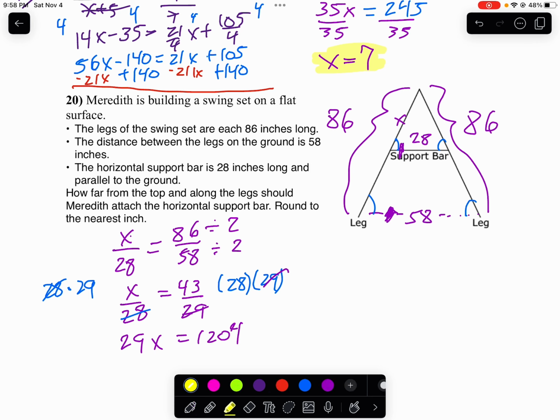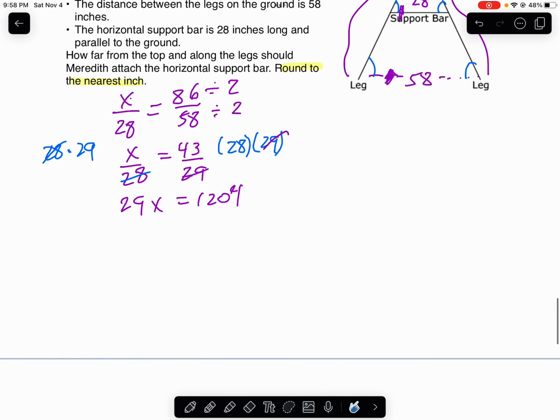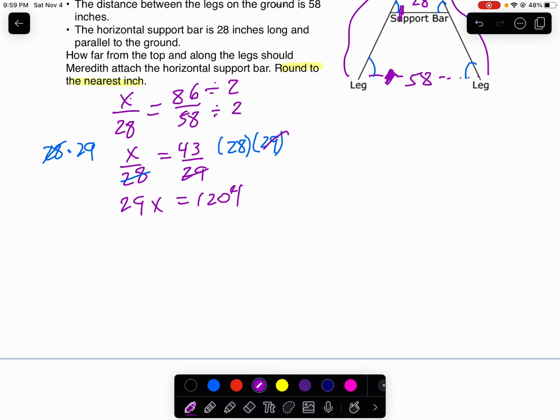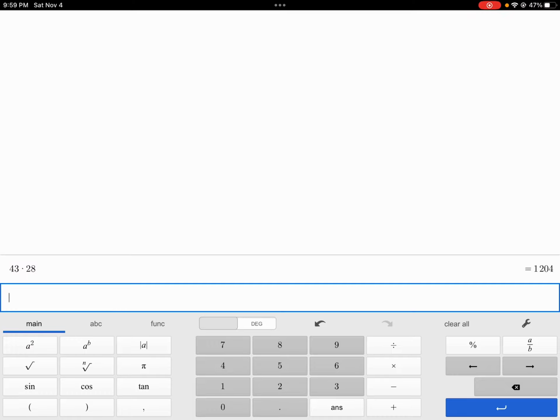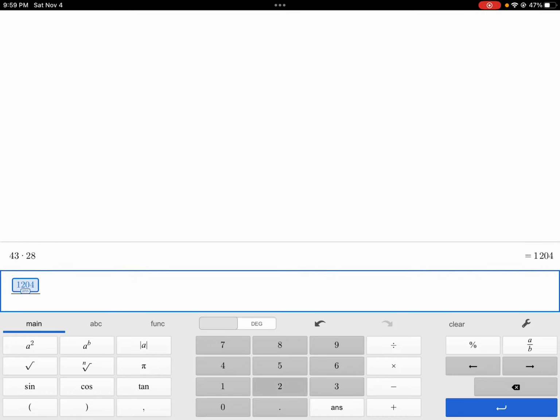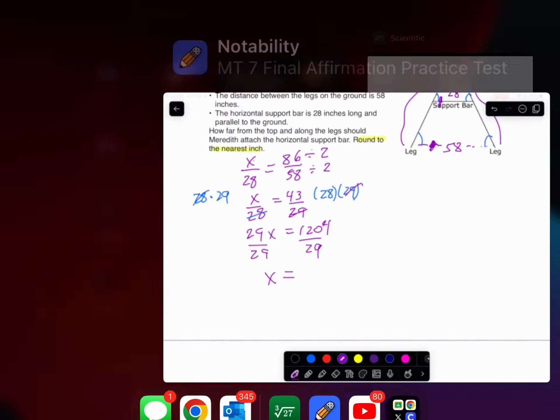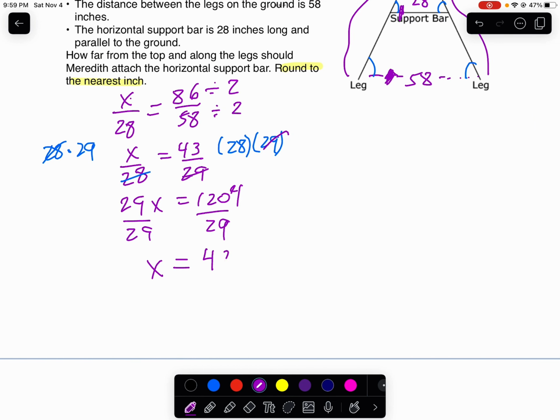Notice, looking ahead, we want to round our answer to the nearest inch. So I don't need a fraction. I'm just going to divide both sides by 29. And remember, your answer is going to be in inches. So I take 1204 divided by 29. Now round that to the nearest inch, which is 42 inches. And there is our answer.